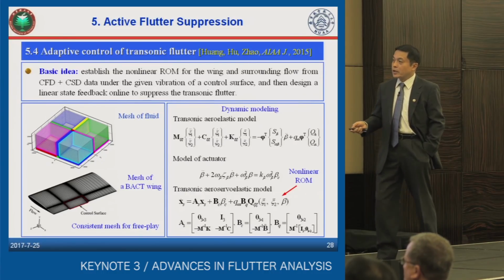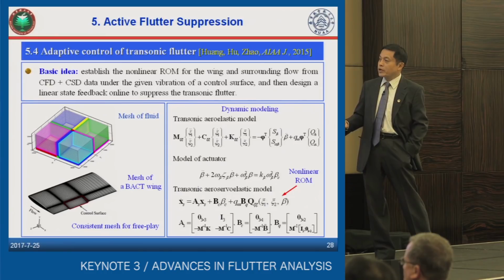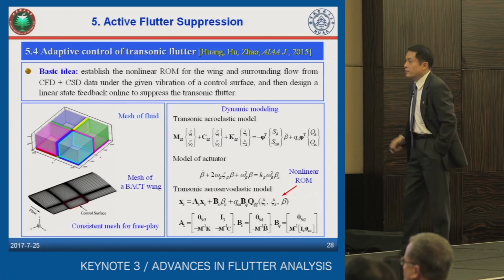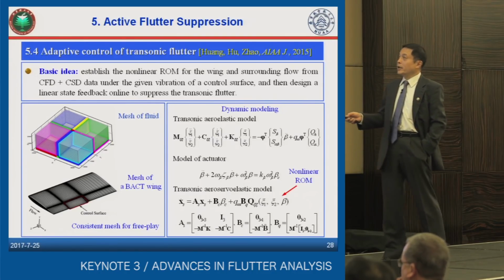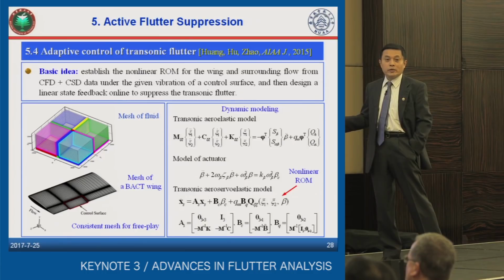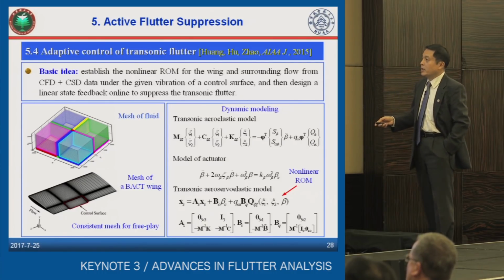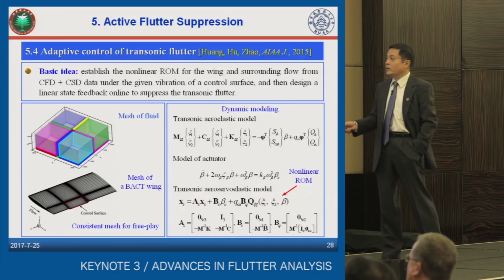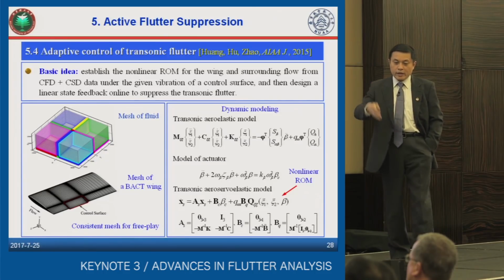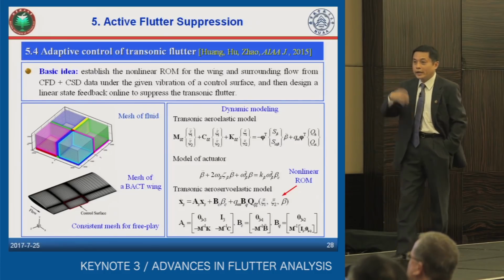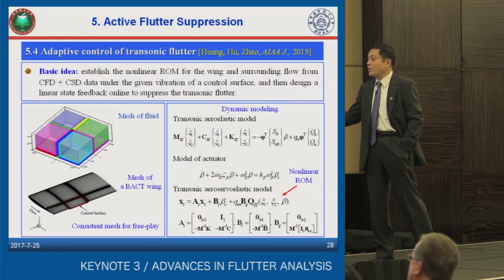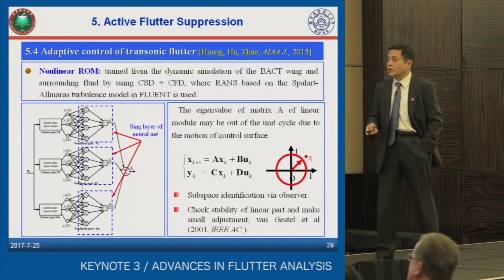Here, the toughest thing is that we need to use a consistent mesh for the fluid surrounding your moving control surfaces. This way, we can establish the transonic aeroelastic model, and plus the model of your actuators, we use the step motor as an actuator. Then we have the transonic aeroelastic model. However, both aero lifting and moment still have very high dimensions, so we need to use a nonlinear ROM to simplify this term. Otherwise, it's not possible for us to design the controllers.